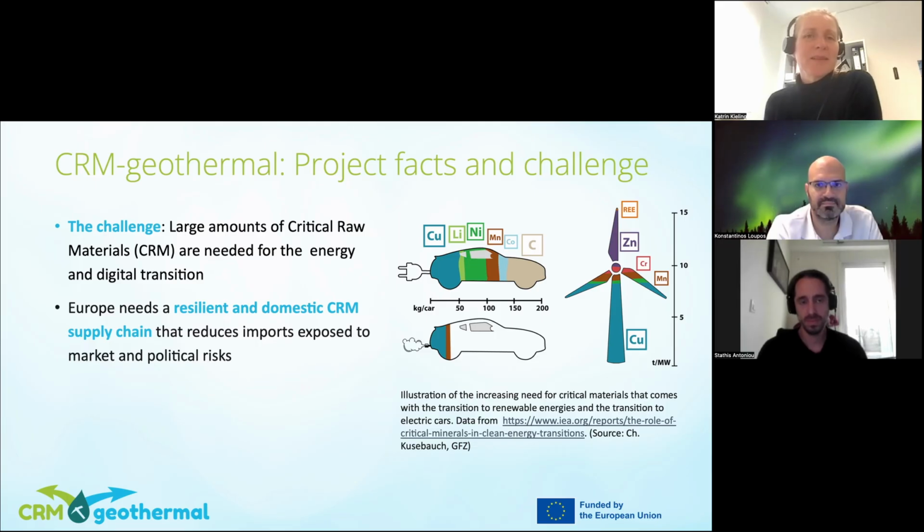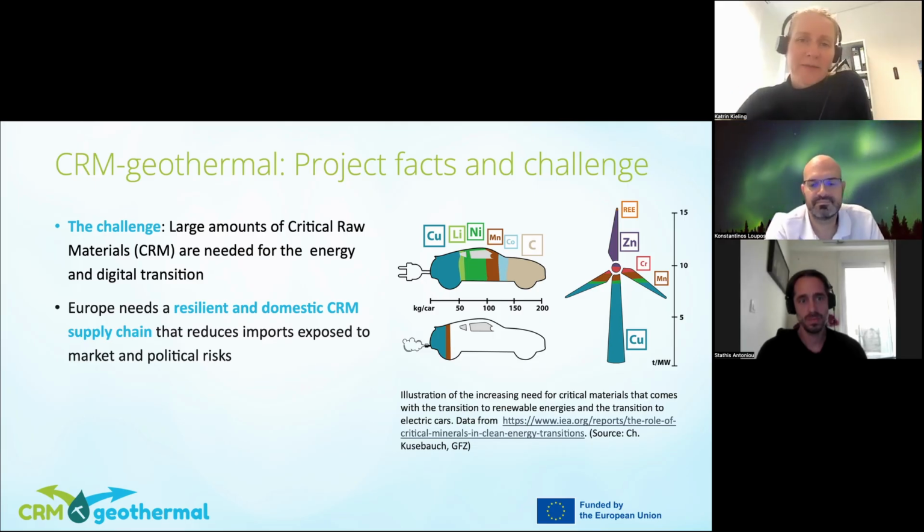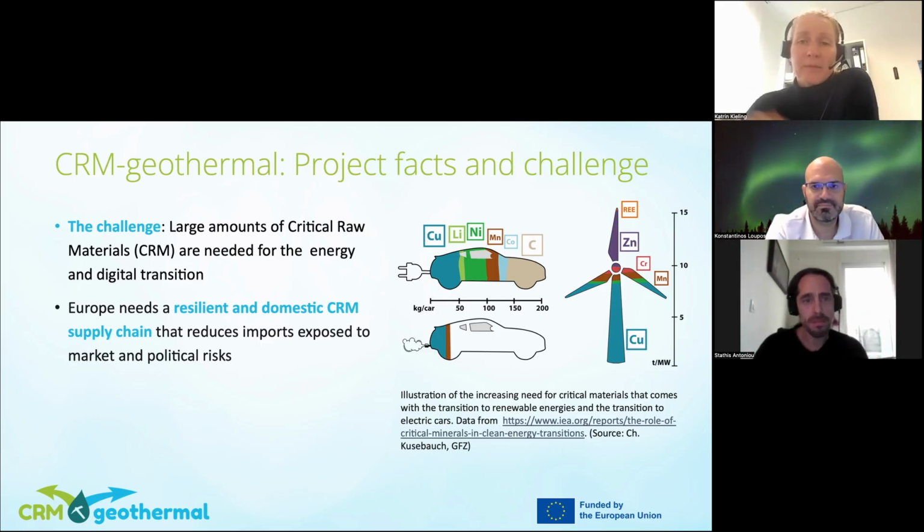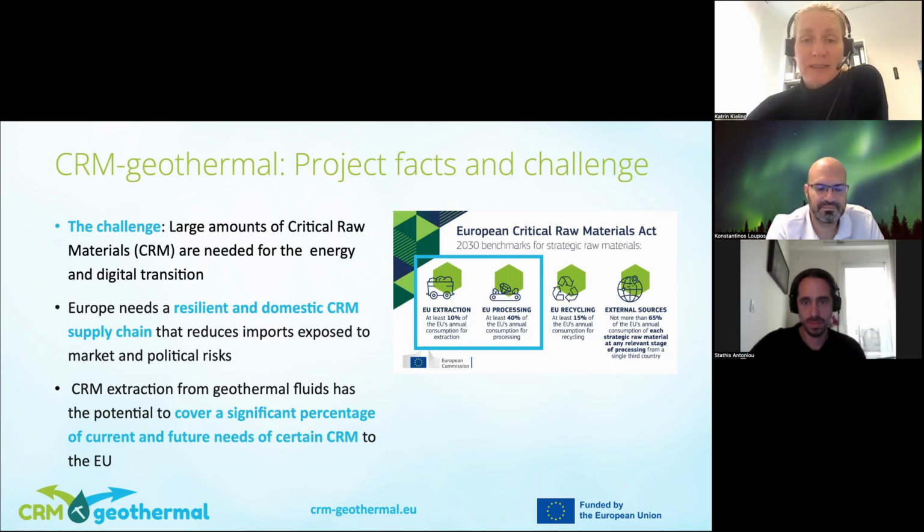So, CRM geothermal: some facts and the challenge of the project. We really face the challenge that large amounts of critical raw materials are needed for the energy and the digital transition. You can see from the figure that the transition from combustion cars to electric vehicles alone will increase the demand for certain raw materials really a lot. The same is true for the renewable energies. They all need a lot of different critical raw materials. So we really see that Europe needs a resilient and domestic CRM supply chain that reduces imports that are exposed to market and political risks.